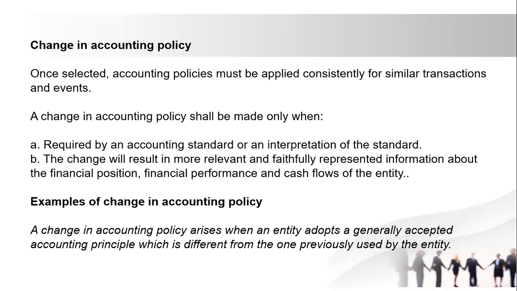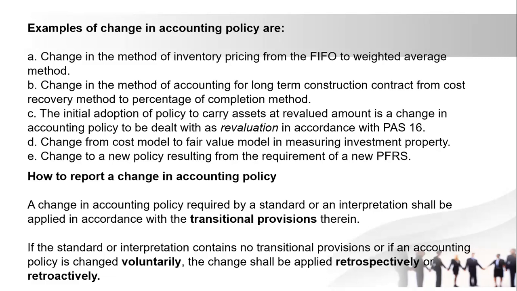A change in accounting policy arises when an entity adopts a generally accepted accounting principle which is different from the one previously used by the entity. And we have the following examples. A. Change in the method of inventory pricing from the FIFO to the weighted average method. So in cost accounting, we involve the use of the FIFO method, and we have the weighted average method.